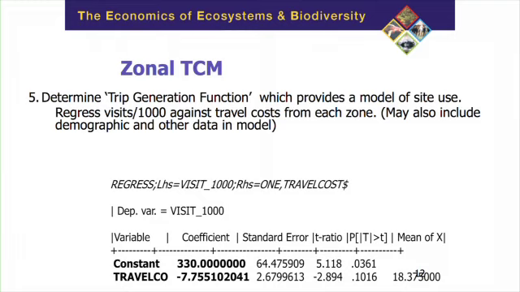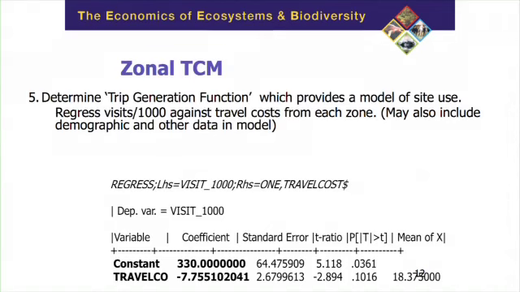So we do a regression: visits per thousand from the first table, regressed against travel costs, and 1 is just the intercept. That's a very basic model. You might want to include socioeconomic data in there, but for this simple example, all we're doing is regressing the proportion of people traveling to that site against the travel costs. And here are the results of the regression. The coefficient on travel cost is minus 7.75. So it's negative: as travel costs increase, fewer people will go to that site. That seems fine.